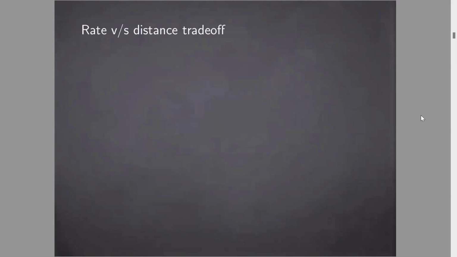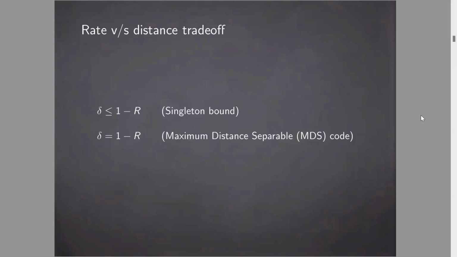And there is always a trade-off between the rate and the distance. When the rate increases, we are packing in more code words within the code, and therefore the separation between any two distinct code words decreases. Formally, the rate versus distance trade-off can be captured by what is called the singleton bound, which says that delta is always at most 1 minus R. Codes which actually allow for optimal separation, that is delta equals 1 minus R, are called maximum distance separable codes, in short, MDS codes.